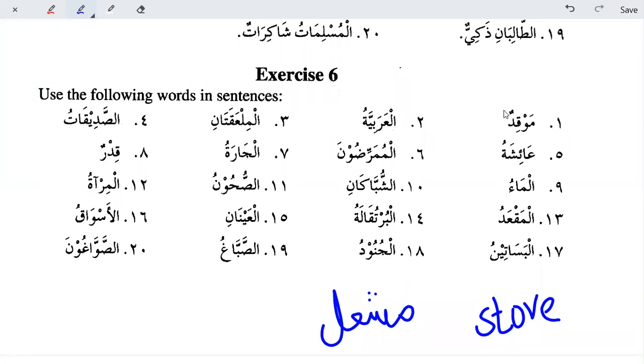Okay. Then next is Al-Arabiya. Uhibbul lughata al-arabiyyata. Okay. I love the Arabic language. Then Milaqatan. Al-Milaqatani kabiratani. The two spoons are big. Next. As-Sadiqatu zakiyatu. Asadiqatu zakiyatu. The female friends are intelligent.